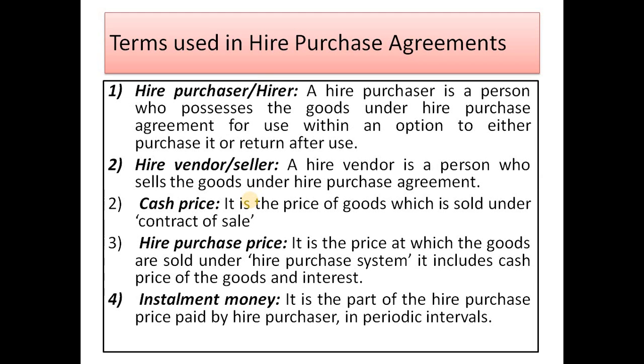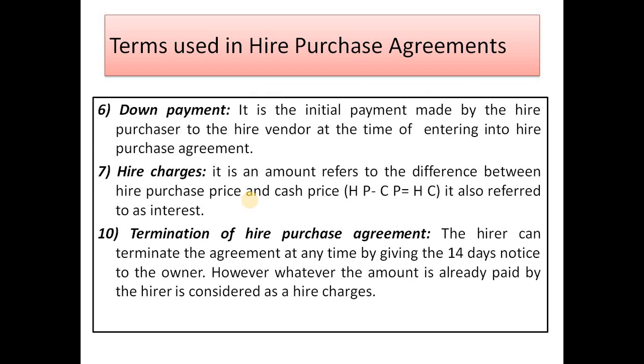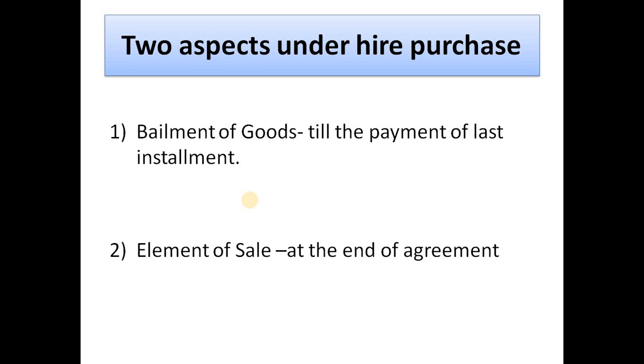So in this way we have seen the terms used: hire purchaser, hire vendor, cash price, hire purchase price, installment money, down payment, hire charges, and termination of hire purchase agreement. Let's start with the next part, that is two aspects involved in the hire purchase system. There are two aspects. Which are those two aspects? The first one is bailment of goods and the second one is element of sale.